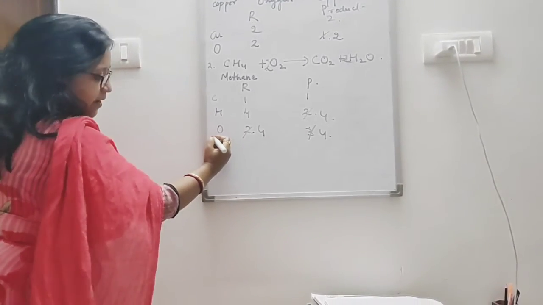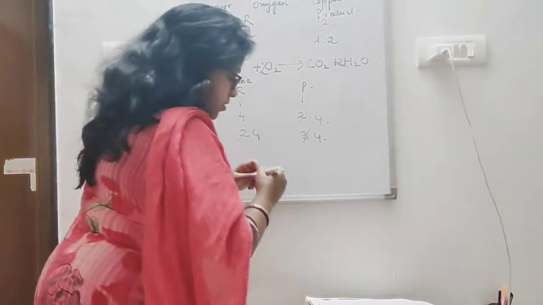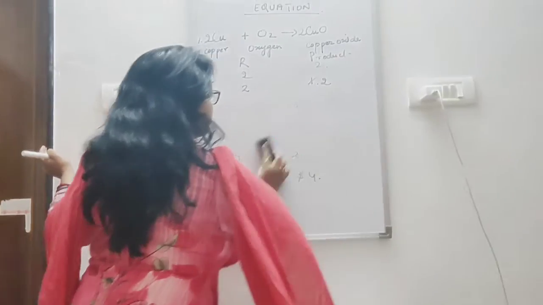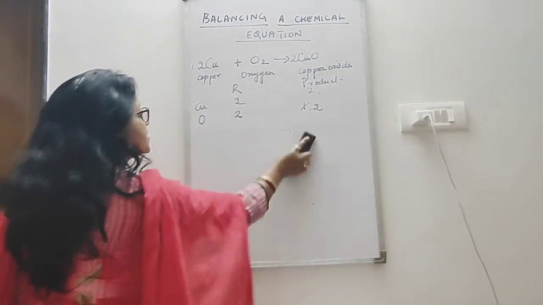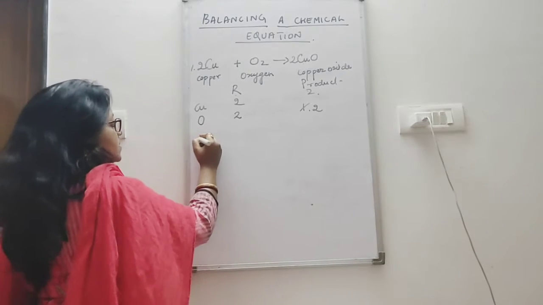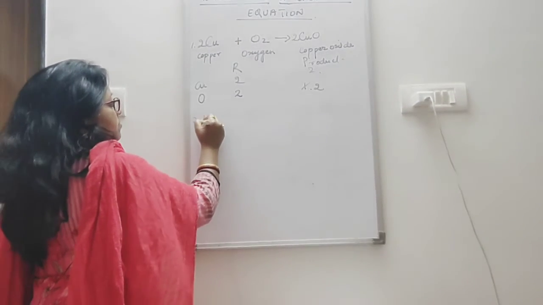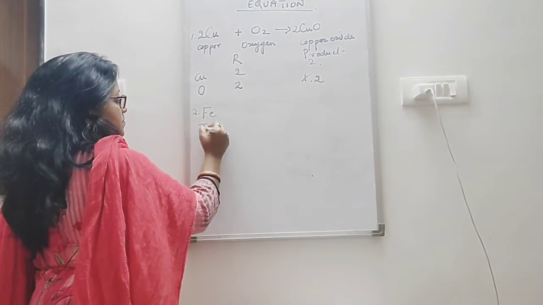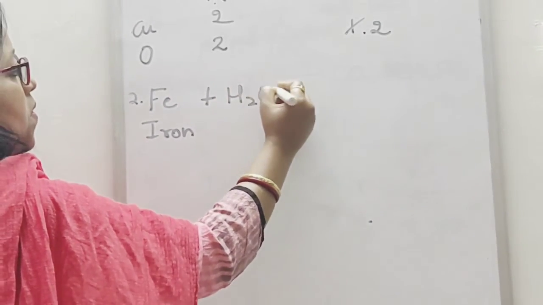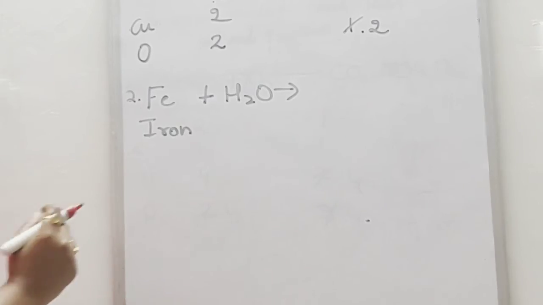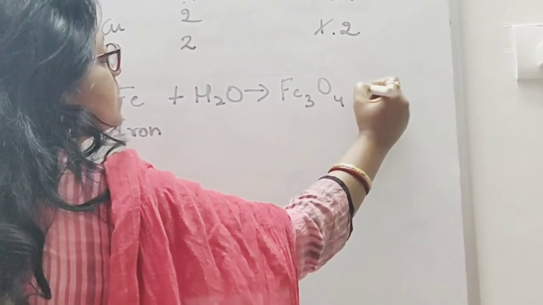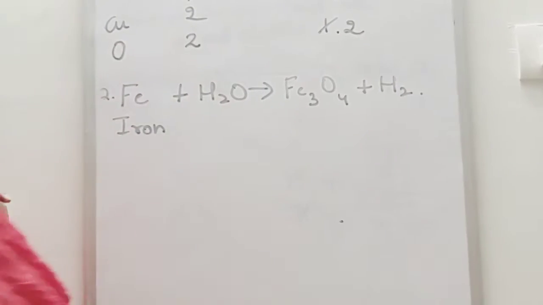Now the third one. I'm running short of space, so I'm going to rub this out and take a little bit of space. That is iron. This is iron, and you react it with water. What forms? Fe3O4 plus hydrogen is released.